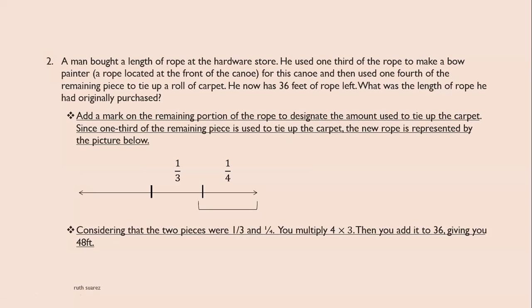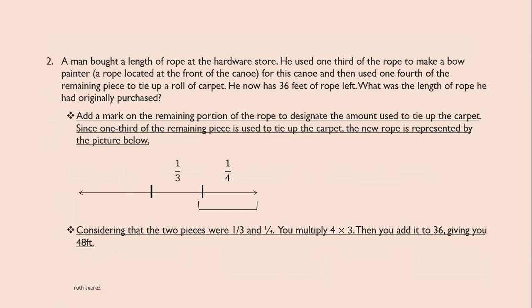Now, number 2: a man bought a length of rope at a hardware store. He used 1/3 of the rope to make a bow painter, a rope located at the front of the canoe, and then used 1/4 of the remaining piece to tie up a roll of carpet. He now has 36 feet of rope left. What was the length of the rope he originally purchased?